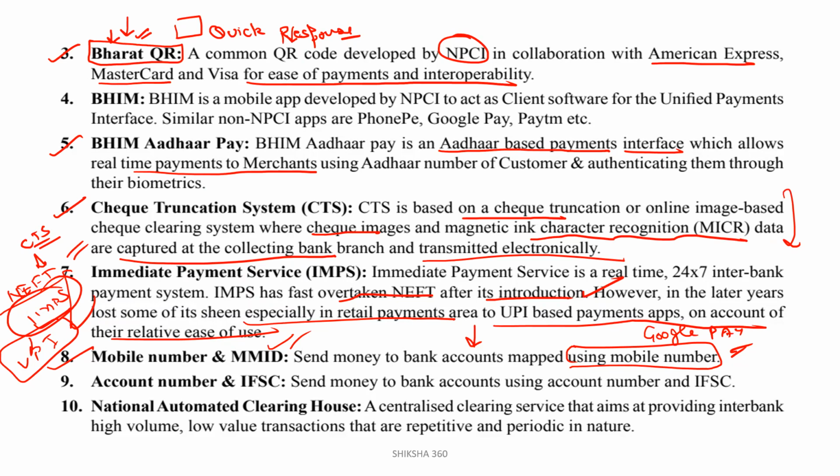That is a centralized clearing service that aims at providing interbank high volume, low value transactions that are repetitive and periodic in nature. That is regarding the NACH. We can say that it is like the ECS clearing services.